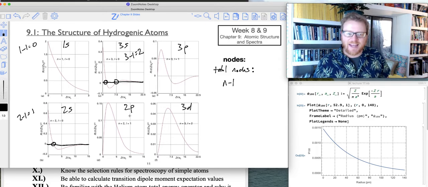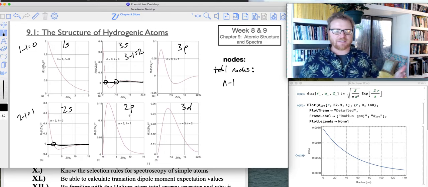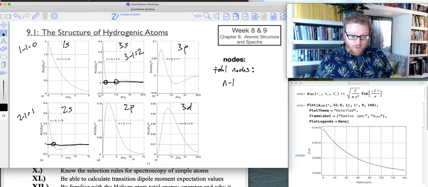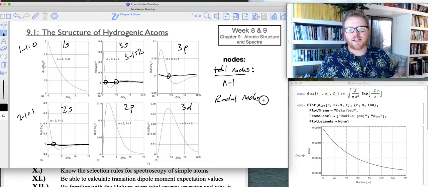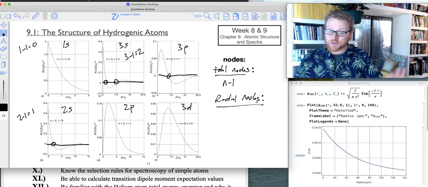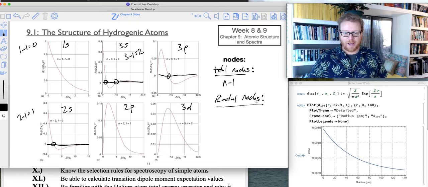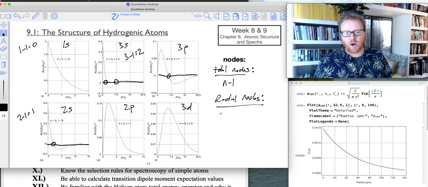But now when we go to 2p, because n is equal to 2, we should expect to see 1 node, but there are 0 nodes in there. And similarly with 3p, if you look at this, there's only 1 node, but maybe we expect it to be 2. So as it turns out, we have total nodes, and we also have radial nodes. The radial nodes are only observable on the radial wave functions. So radial nodes goes as n minus L minus 1.